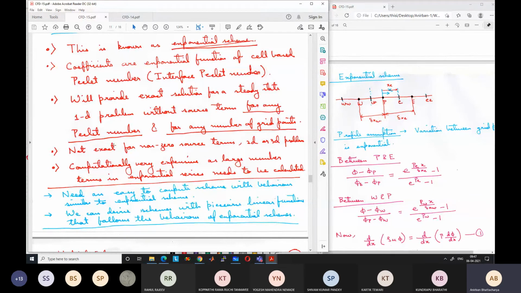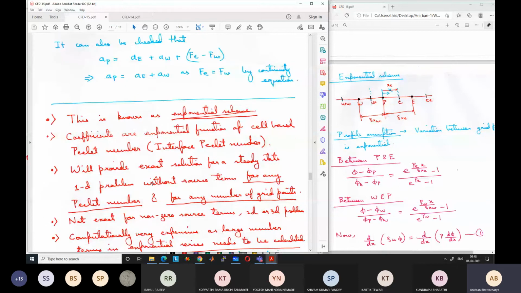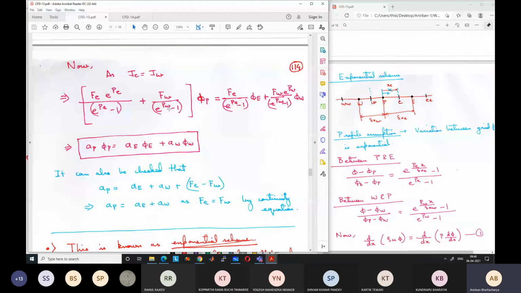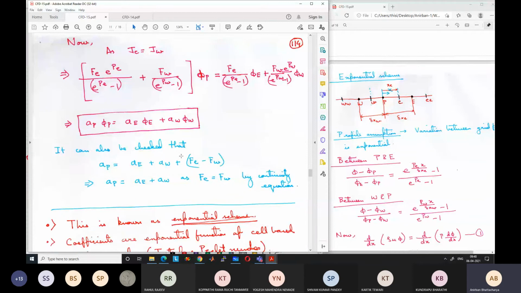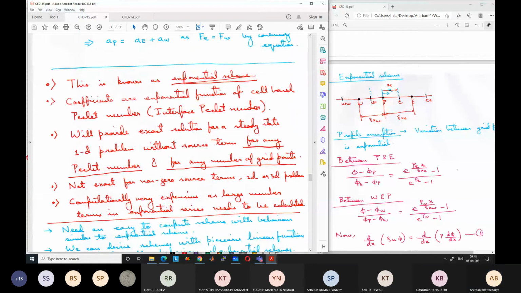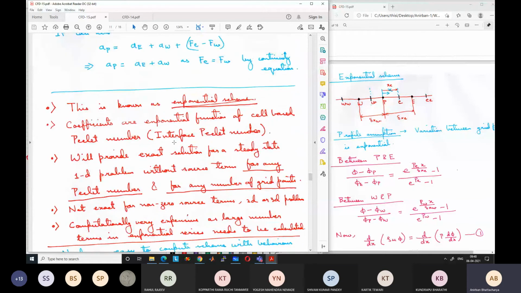However, all this accuracy comes at a huge cost. This is a very expensive solution in terms of computational calculations. It is very much computationally expensive, as you have to calculate a large number of exponential terms. So for each grid you have to calculate 2 exponentials, e to the power Pe and e to the power Pw. Calculating exponentials in a computer is computationally expensive.